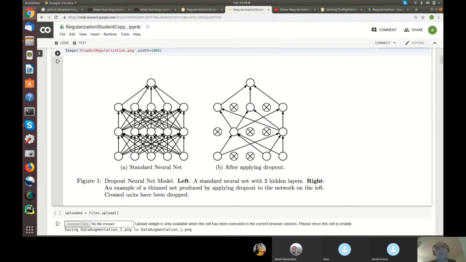And then when you run the next batch of forward pass and backward pass, you will randomly take some other set of neurons and turn them to 0. And with those particular set of neurons set to 0, you do the forward pass and also the backward pass. So let me say that again.